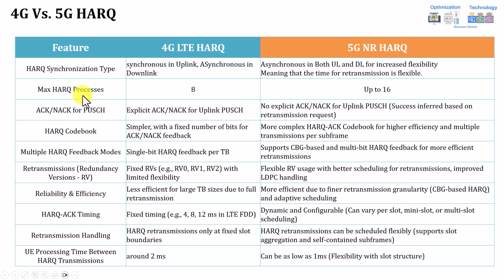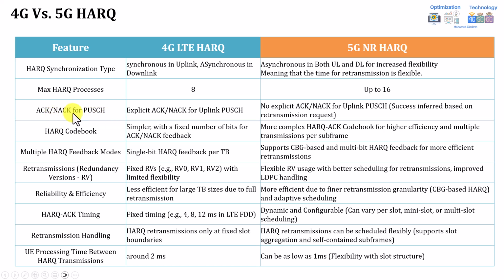Okay, HARQ processes, as I mentioned, increased from 8 to 16. I highlighted that before, and this gives more advantage to have multiple transmissions at the same time without waiting for the first or second or whatever to be acknowledged and so on. So this can increase your data rate.